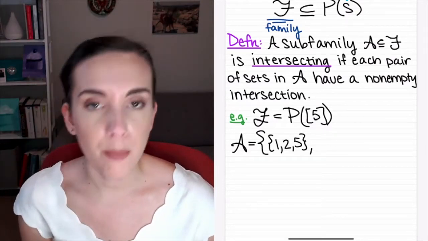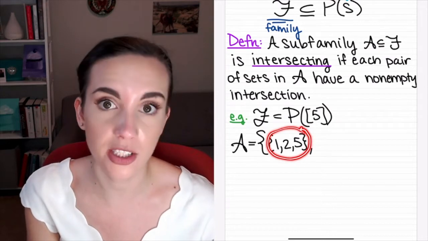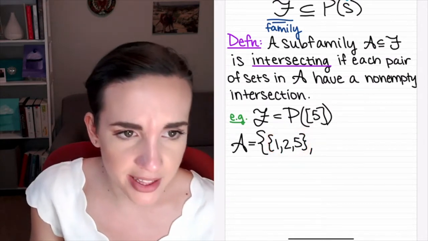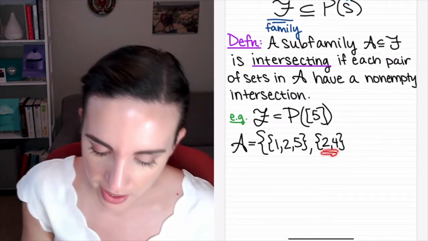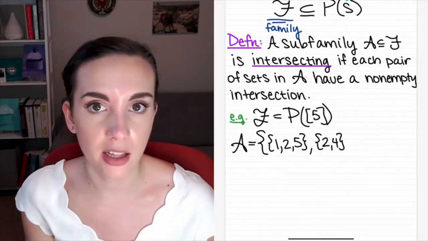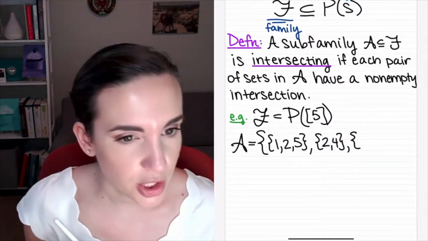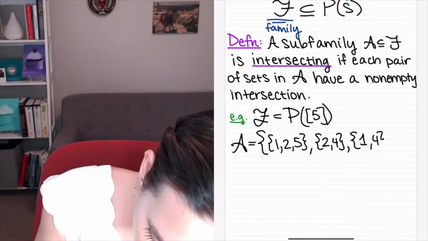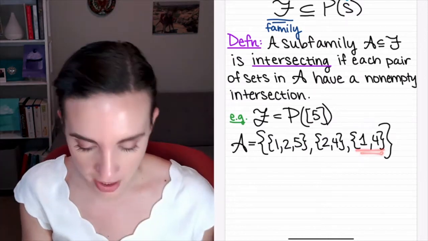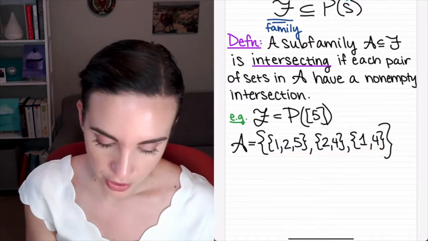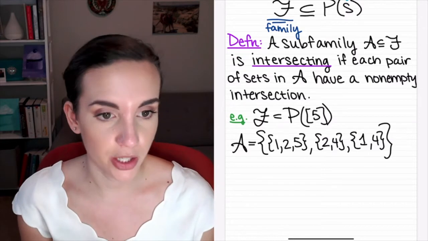And so the next set that I put in script A needs to have at least one element in common with this first set that I've put in here. So let's say that the second set is 2, 4. So we're good there because we have that both of these sets contain the element 2, right? And let's see if we can fit one more in here. Let's do 1 and 4. So I needed to make sure that whatever set I chose here had a common element with both sets, right? So every pair of sets in this subfamily has non-empty intersection.